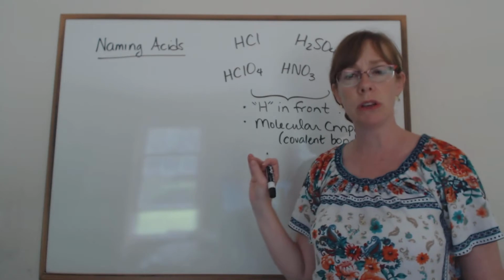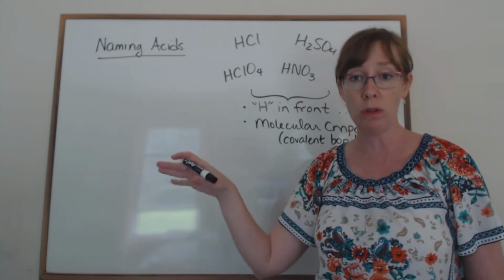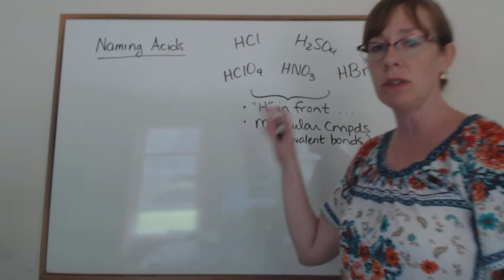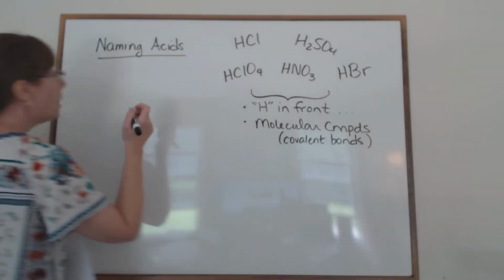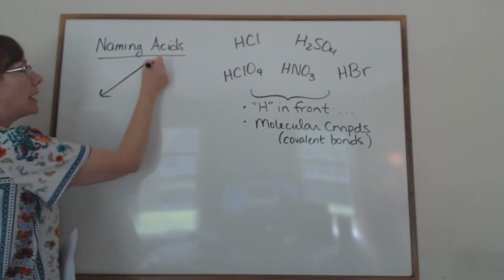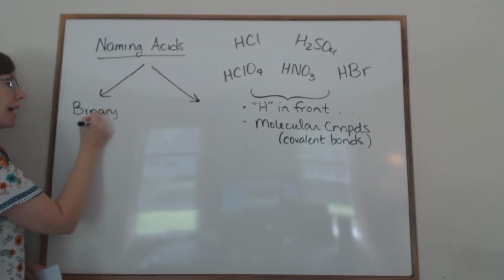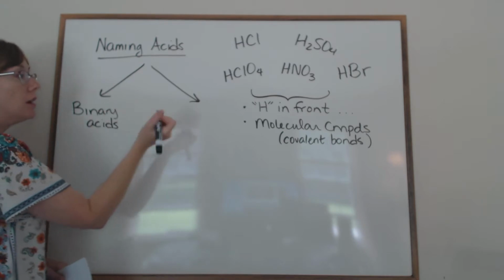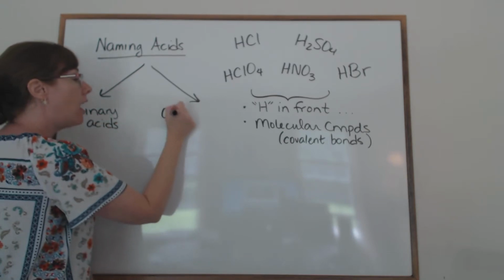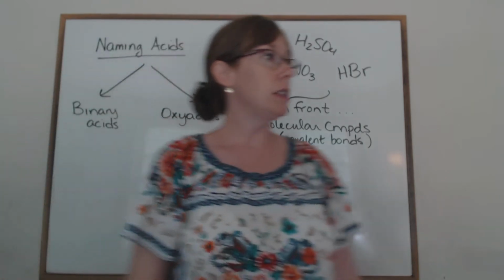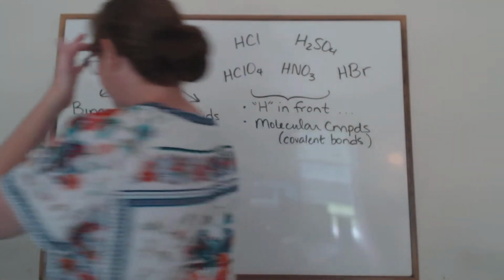But the naming rules are not the same as just regular old molecular compounds. You're not going to be using prefixes for acids, okay? So it's kind of a different set of naming rules. In terms of naming acids, there really are 2 types of acids, and they have different naming rules. So there's binary acids and oxyacids. All right, so let's start with binary acids.